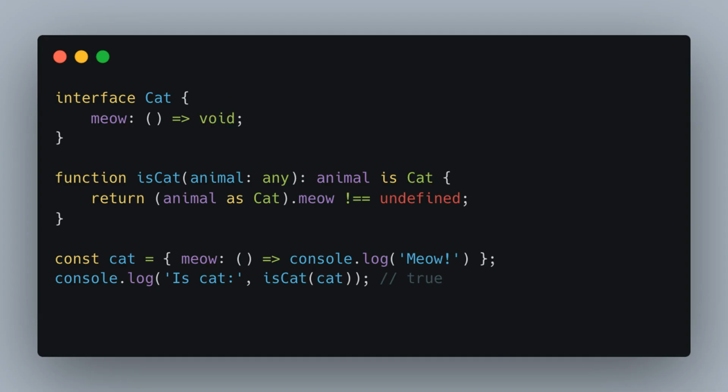Creating user-defined type guards using type predicates is straightforward. Here's an example with a Cat interface. Our isCat function checks if an animal has a meow method. This pattern is particularly useful when working with custom types or interfaces, ensuring type safety in a more complex codebase.